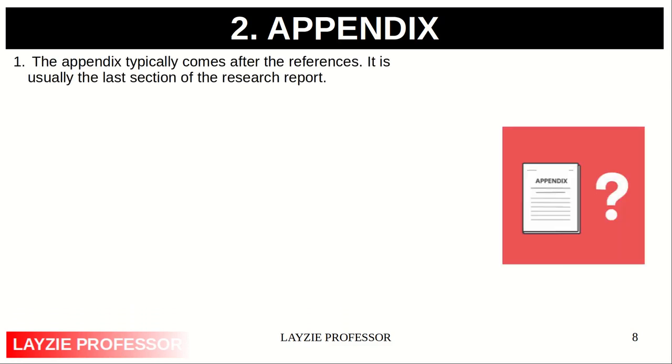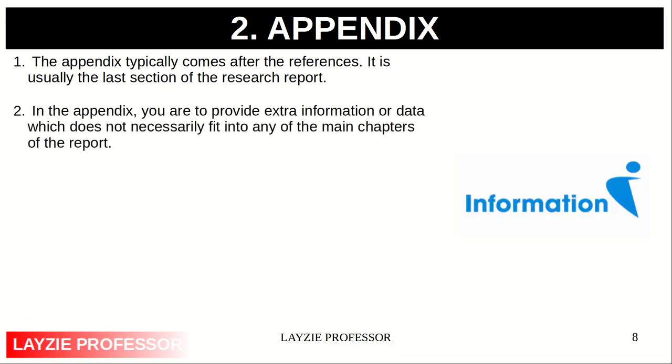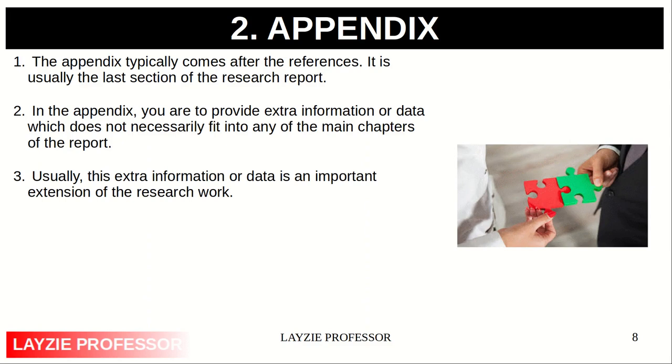The appendix typically comes after the references, and it's usually the last section of the research report. In the appendix, you are supposed to provide extra information or data or processes or procedures or even pictures. This information would typically be something that does not necessarily fit into any of the main chapters of your report. Usually this extra information or data is an important extension of the research work. It could be some diagrams of equipment that you used during the procedures, or some pictures of certain offices, or even pictures or diagrams of you performing the work, especially if it was some experiment you had to do.